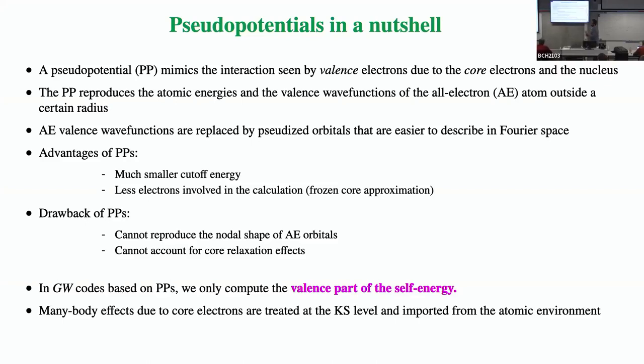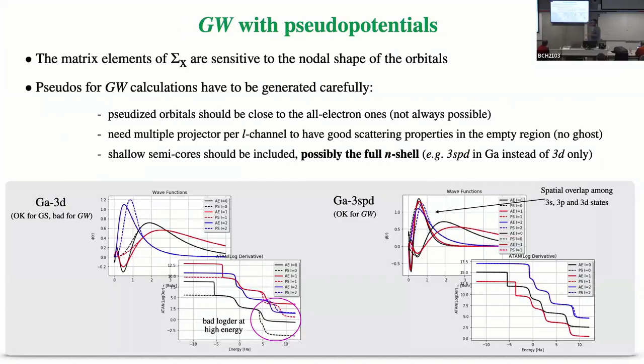And moreover, core electrons are frozen, so they do not relax self-consistently when we perform a calculation for a crystalline system. These are very well known limitations for Kohn-Sham ground state theory. The problem is even worse when you go beyond Kohn-Sham, in particular because we have the Fock operator exchange part. The Fock operator depends on the atomic orbitals, and when we take matrix elements, the nodal shape of the wave function is important in order to have accurate results. And in order to have accurate results, we should include in our pseudo the electrons that are supposed to give the most important contribution to the Fock operator.